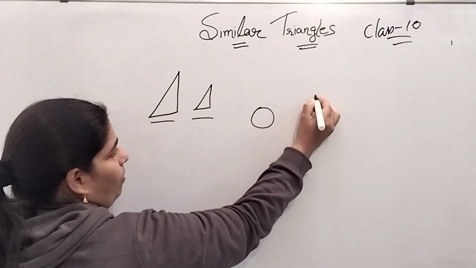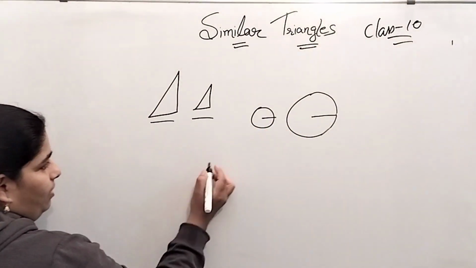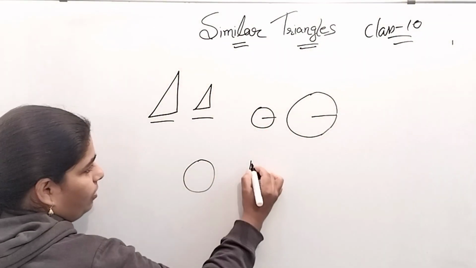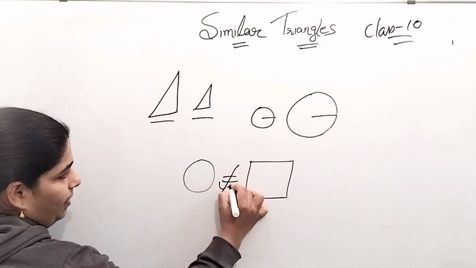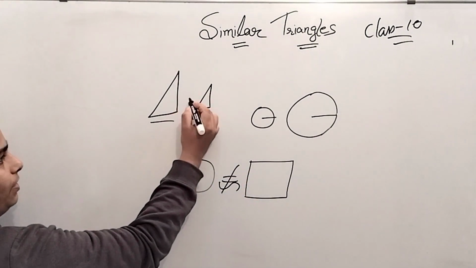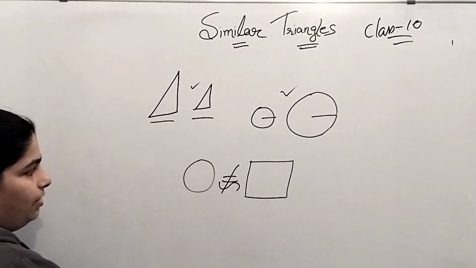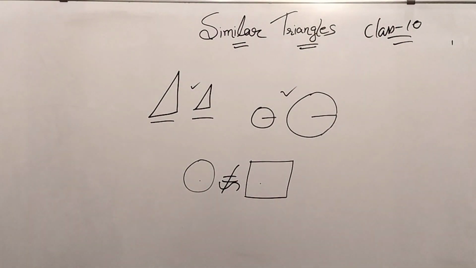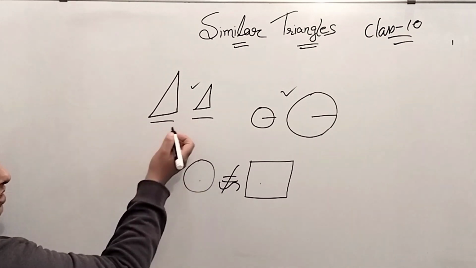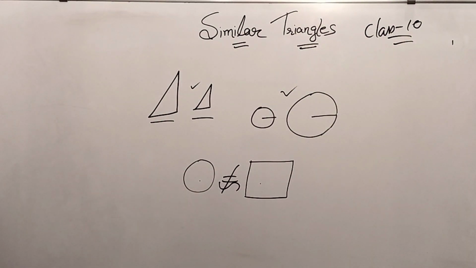Now a circle can also be similar because it is in the form of a circle. A circle is not similar to a square. These are not similar. What are similar? A triangle is similar to a triangle. A circle is similar to a circle. But a circle is not similar to a square. That means for similar triangles, we are using the same type of figures. Now here we will be dealing with the triangles only.